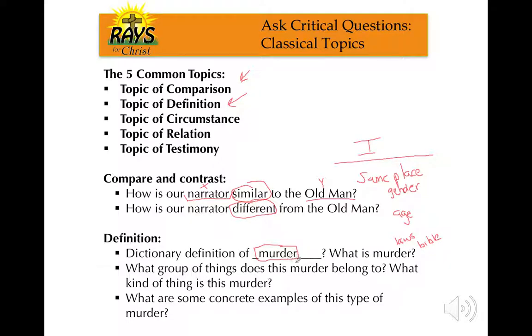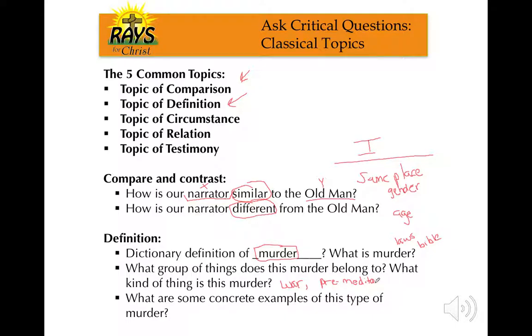What group of things does this murder belong to? What kind of thing is this murder? I could start thinking about the different types of murder. It's not a murder during war, if there's such a thing, which brings another great question. But it seems to me it's a premeditated or planned murder, not a spontaneous or emotional burst out. It's premeditated. It was planned for a long time, wasn't it?